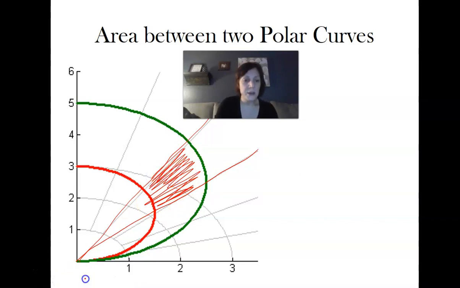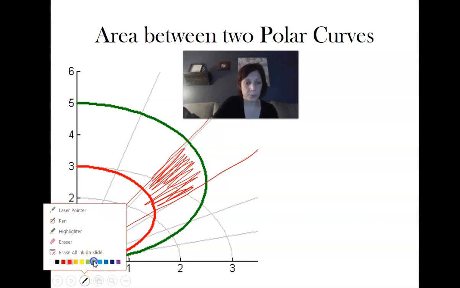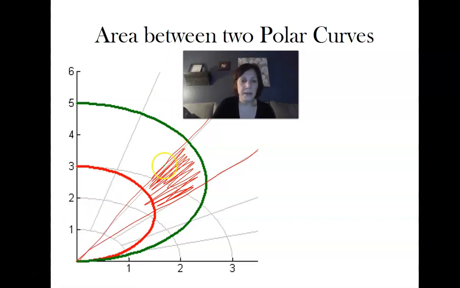I'm always measuring from the origin, right? It's always an out from the origin. How far from the origin are you? So if I want to get this area right here, I need to know two things. What's my outer boundary? That would be your green curve. We call it big R.